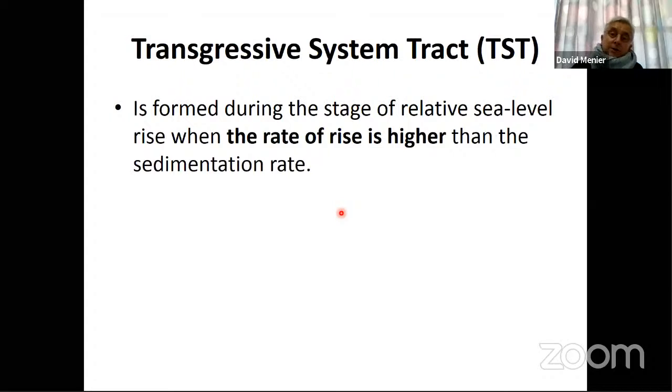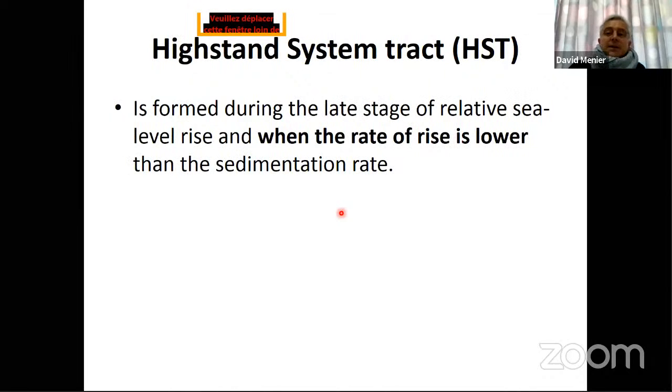Now, the highstand system tract that you need to know. Transgressive system tract, this is the sedimentary packaging that you can observe during the sea level rising, when the rate of rise is higher than the sedimentation rate. So it's like a competition, huh? And during this time you are going landward. And the highstand system tract is when the sea level is a little bit stabilized and the rate of rise is lower, and you can have the sedimentation along the coastal plain.